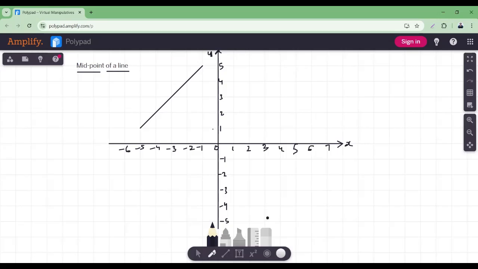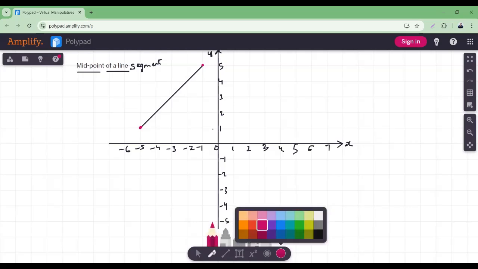Okay. Now we have a line here, and our objective is to find the midpoint of this straight line. It is a line segment, which means it has two end points. Which are the two end points here? The end points are this and this. Having this information, I have to find the midpoint of this line. How do I do that?